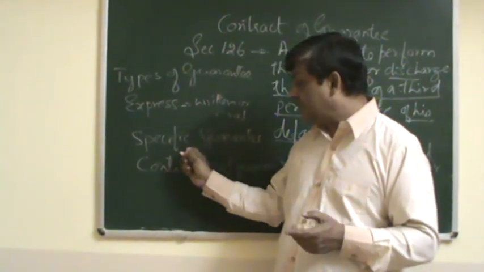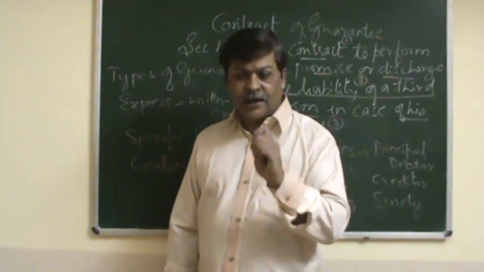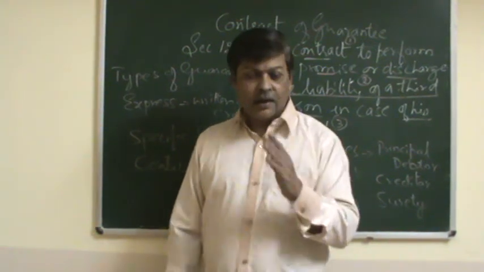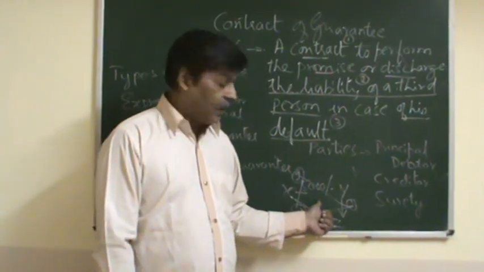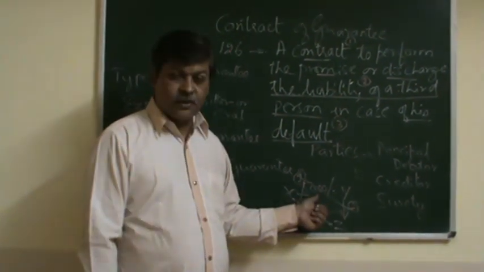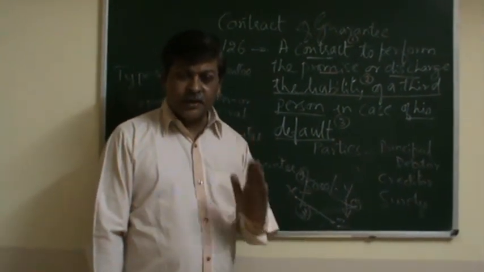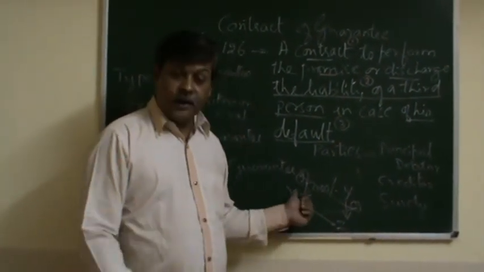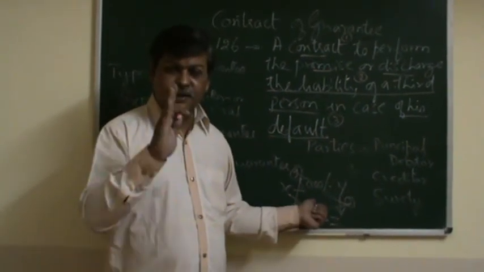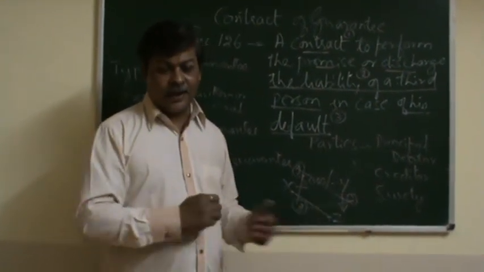The other type is the specific guarantee. A specific guarantee is a guarantee given to a specific act. For example, X has borrowed 5,000 rupees from Y and Z has assured it. The assurance is given only to that act. If X has borrowed earlier, that is not applicable for Z. It applies only to this one. It is a specific assurance, a guarantee given to a specific act, a specific promise.